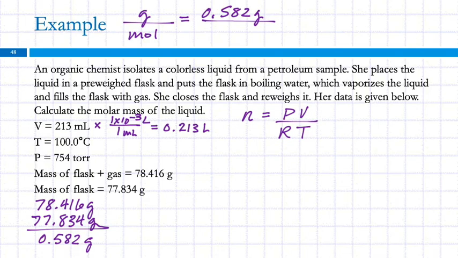100.0 degrees Celsius. We need that in kelvins. Since this has uncertainty in the tenths place, I definitely would want to use the 0.15 here. So this is going to be 373.15 kelvin. And then the torr is the same as millimeters of mercury. So 1 atmosphere is 760 torr.